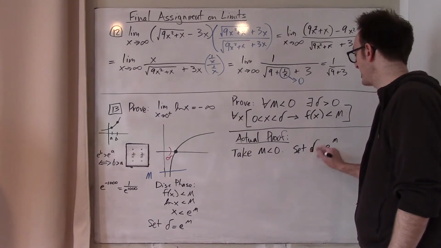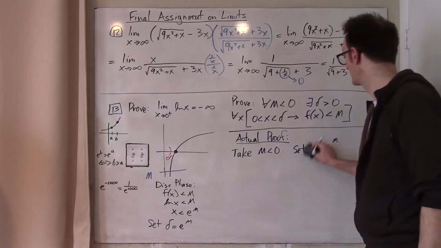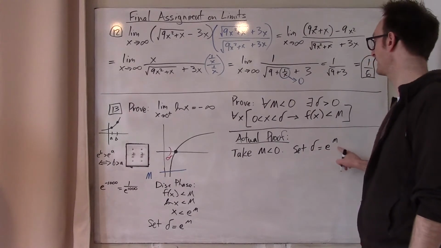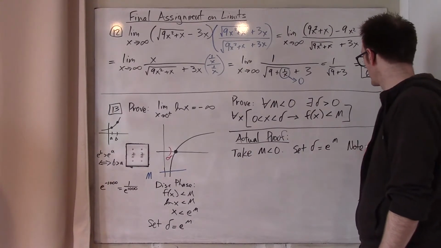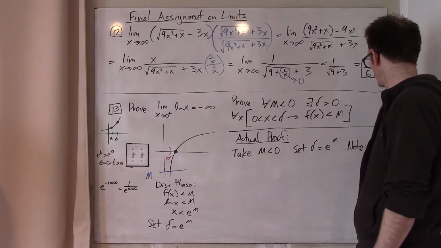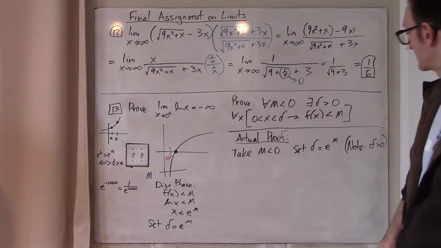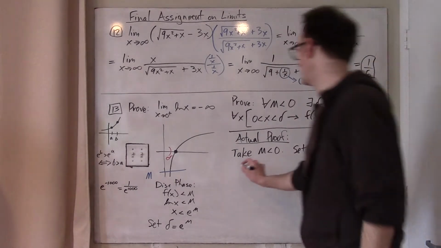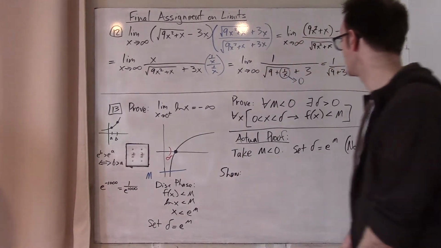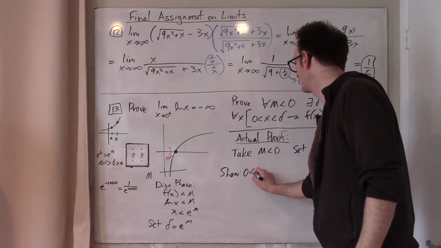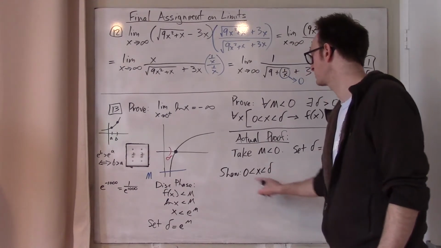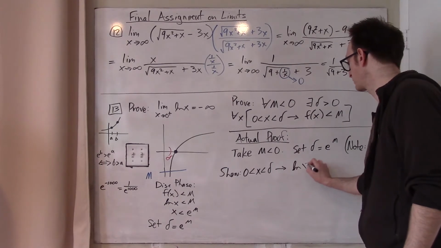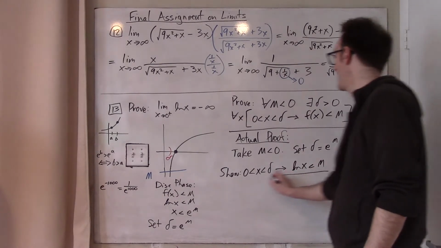And like I said, if m is a big number like negative 1,000 or something, then e to the negative 1,000 is a tiny, tiny, tiny positive number. So maybe I want to note that delta is positive, because e to the anything is positive. And my claim is that that's the right delta. What do I need to do? Well, I need to show that my delta works. And so I need to show that if you give me any x value between 0 and delta, when I take the natural log of it, it's less than m.